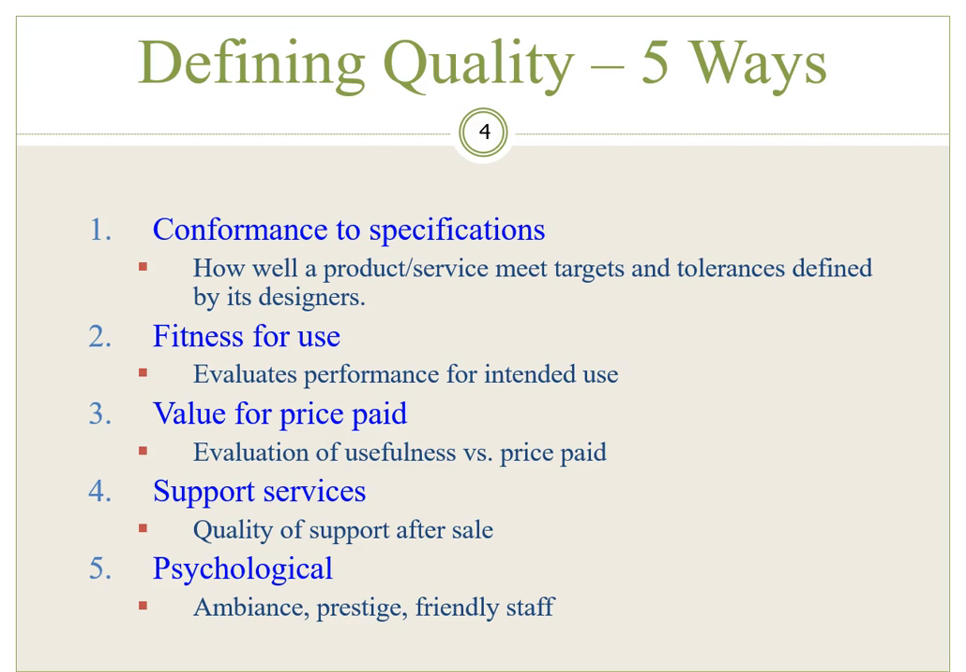So now the 5 more common definitions of quality are listed here on the slide. You have the conformance to specification, which measures how well the product or service meets the targets and tolerance. Tolerance is determined by its designers. You have the fitness for use, which focuses on how well the product performs its intended function or use.